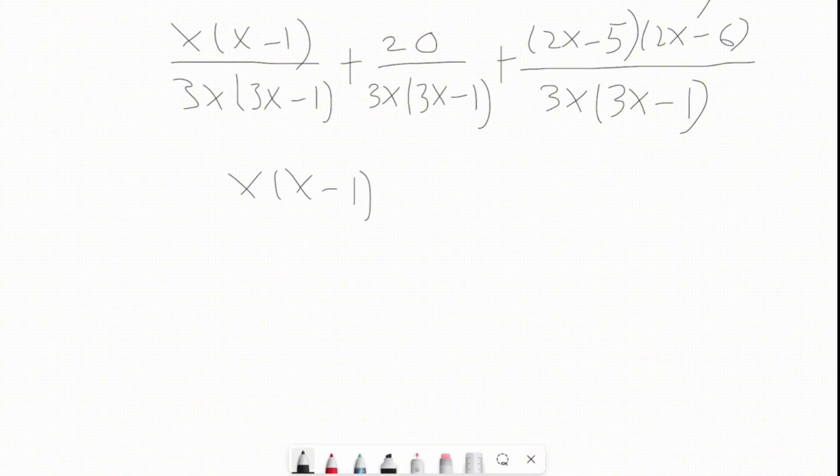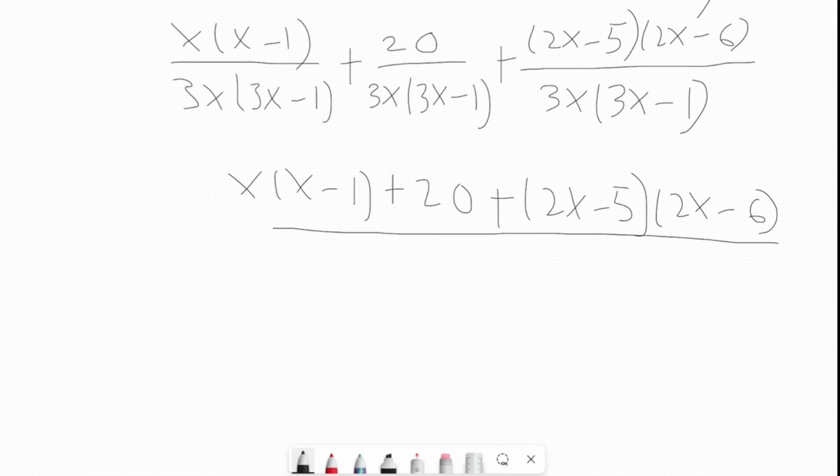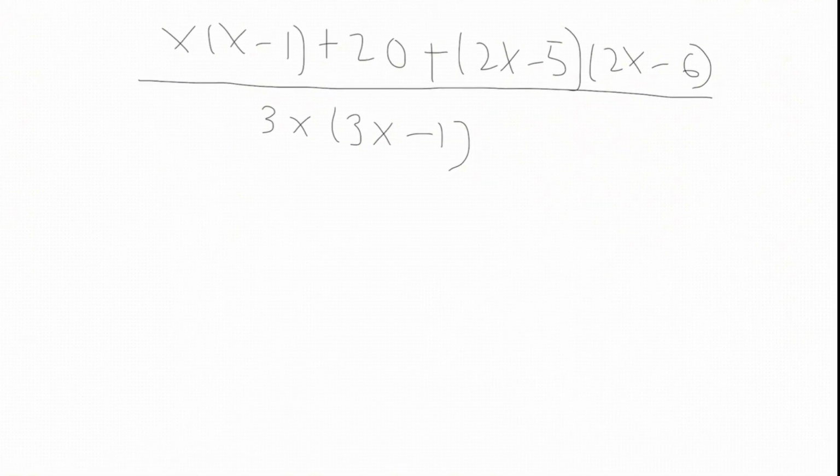We can just take the numerators and add them all together, and then divide it by the denominator. And it's a common denominator between all 3 of these terms. So that's just another way that we can write it that just is a bit nicer. So next bit, we just have to expand the brackets.